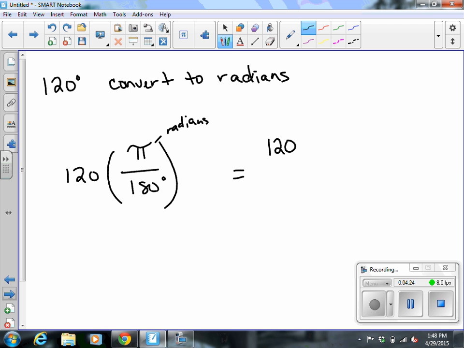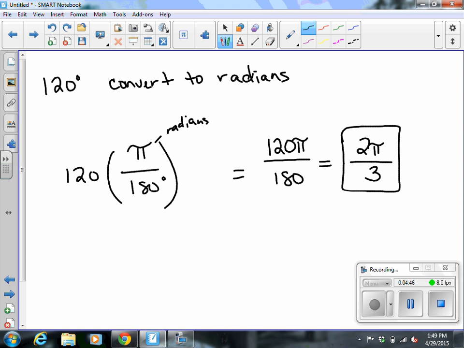So I can simplify this then. As of right now, I've got 120 pi over 180. Well, looking at this, I can reduce my fraction. 120 divided by 180 is 2/3, so we have 2 pi over 3. And that's my radian measurement.